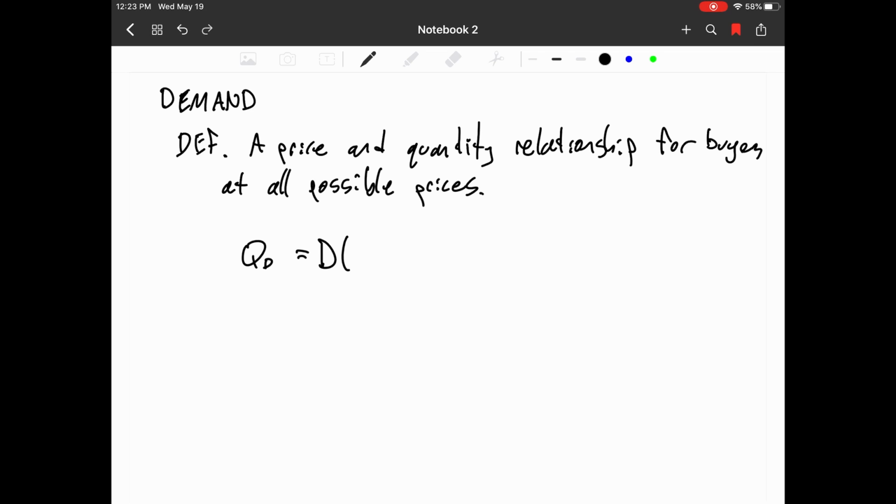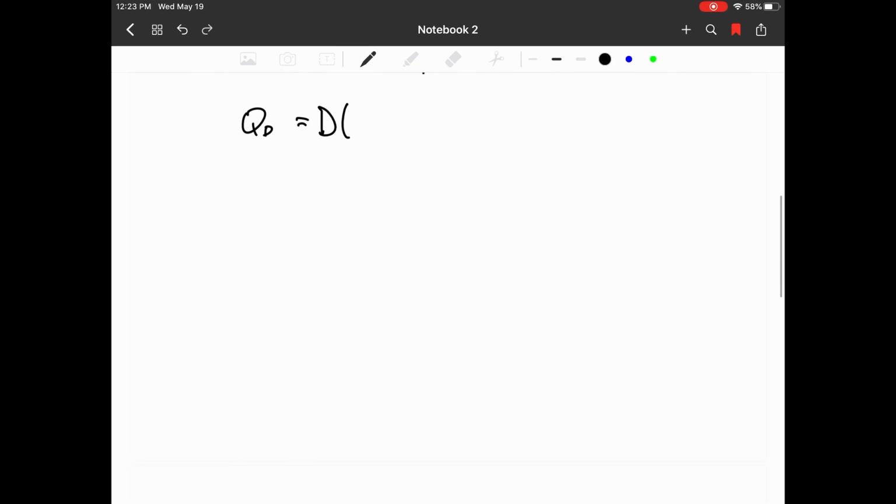So the variables that we particularly care about when we consider demand are three. So first we have price. And this is just the price of the good with the quantity we're talking about. So this is just price. Two, we have the price of related goods. So this could be complements or substitutes.